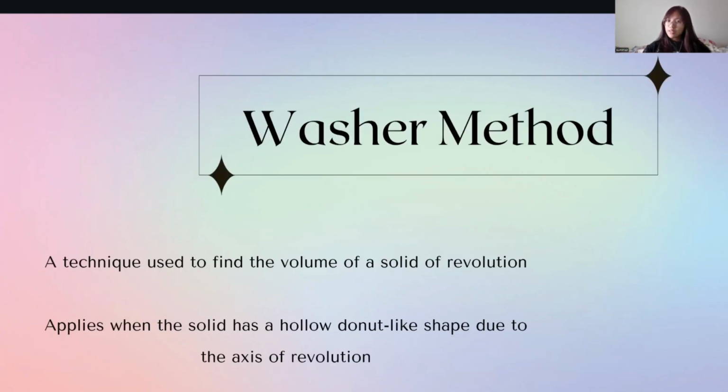Now that we have finished discussing how calculus can be applied in economics, let's discuss the Washer method next. So the Washer method is a technique used to find the volume of a solid of revolution along the x-axis. Now this can be used when the solid has a hollow, donut-like shape due to the axis of revolution. So essentially, the shape has a hole that passes right through it.